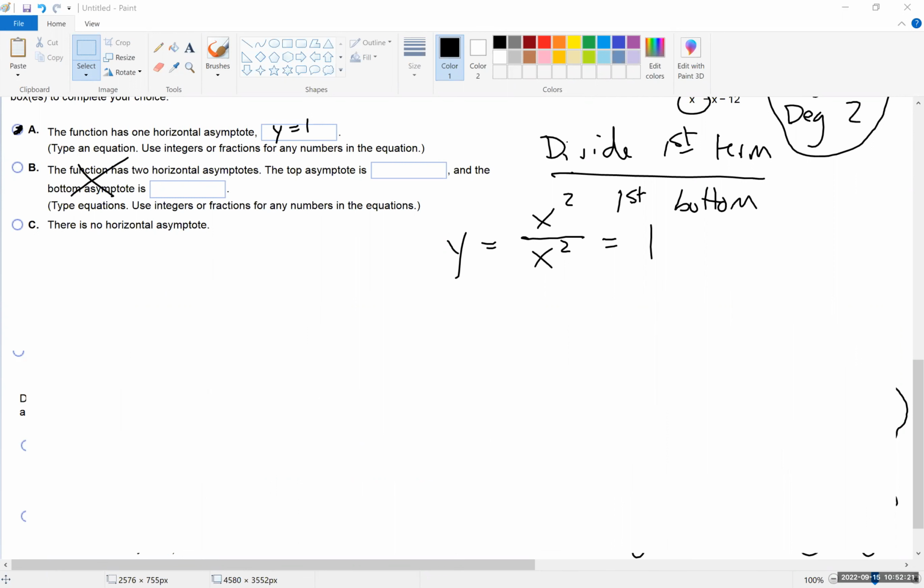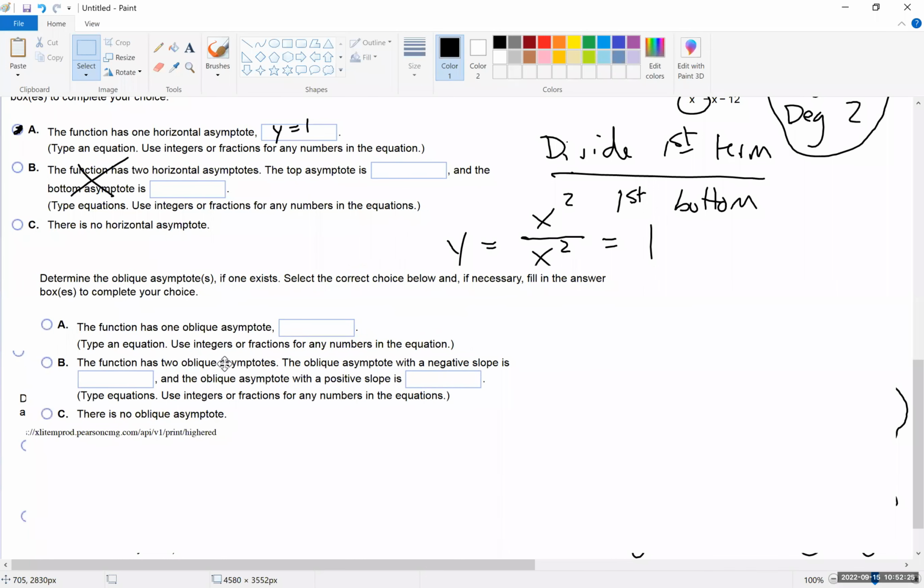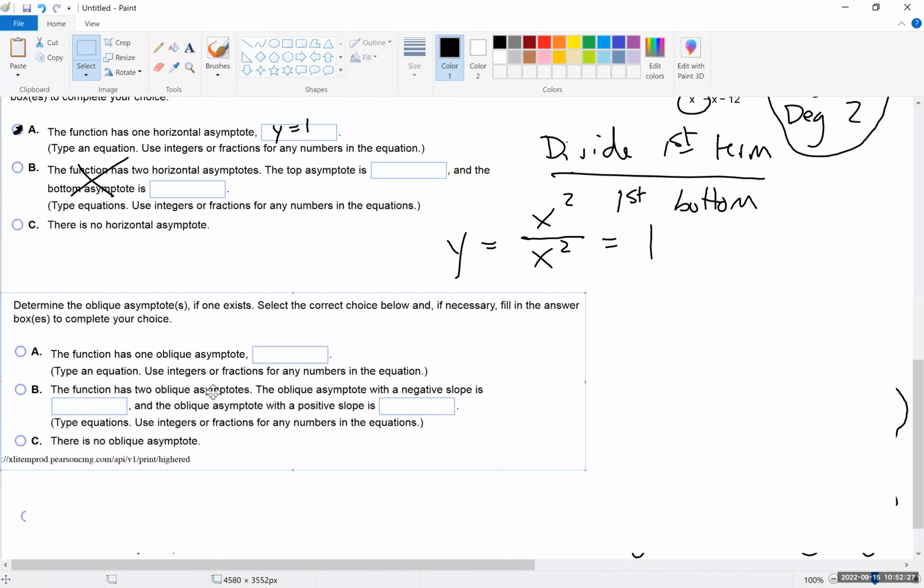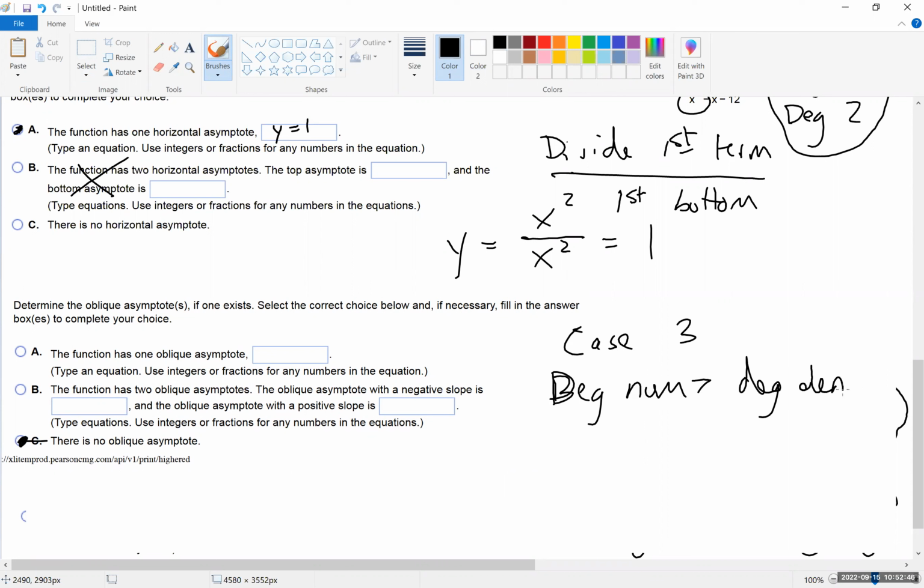So just for completion, I am going to copy paste the question right here. All right. Do we have any oblique? No, there are no oblique. If you have a horizontal, you don't have an oblique. The only time you have oblique is if you have case 3, where the degree of the numerator is greater than the degree of the denominator. That's the only time that you'll have an oblique. And for us, ours were the same.